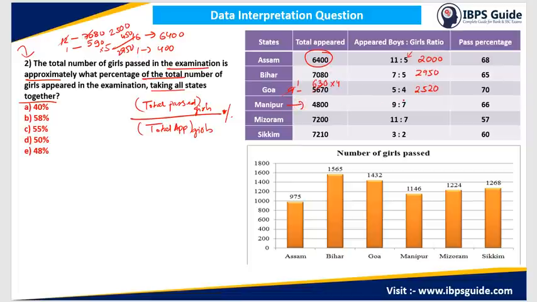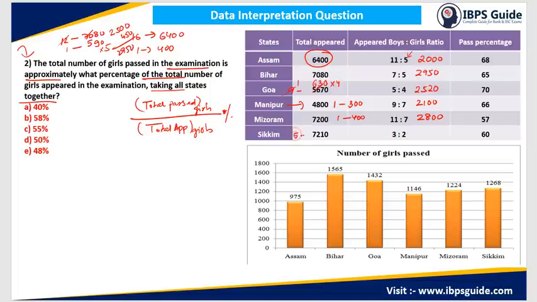Here our total part is what? 16. 16 part is 4800. So I can directly say that one part will be 300. So if one part is 300, 7 part will be what? 2100. Now for Mizoram, here the total part is what? 18. 18 part is 7200. So one part will be 400. So if one part is 400, 7 part will be what? 2800, right?